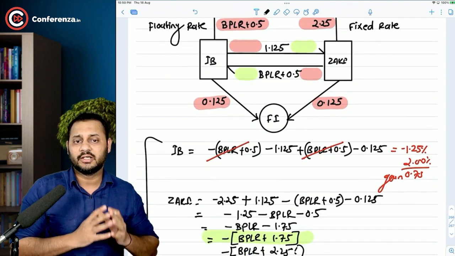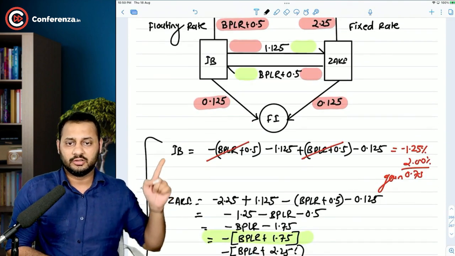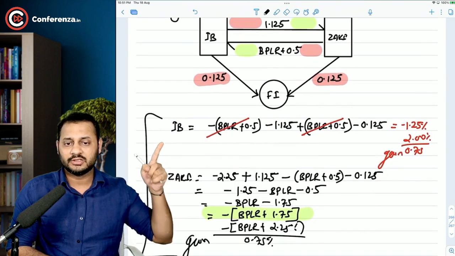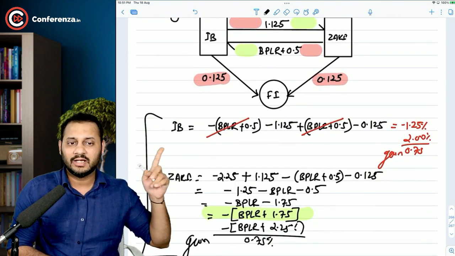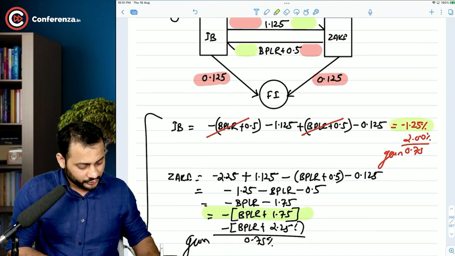You just need to make sure that the total cost is... you have to do one more thing apart from this. Sorry to say that, but you will have to show this. The net outflow should be this.